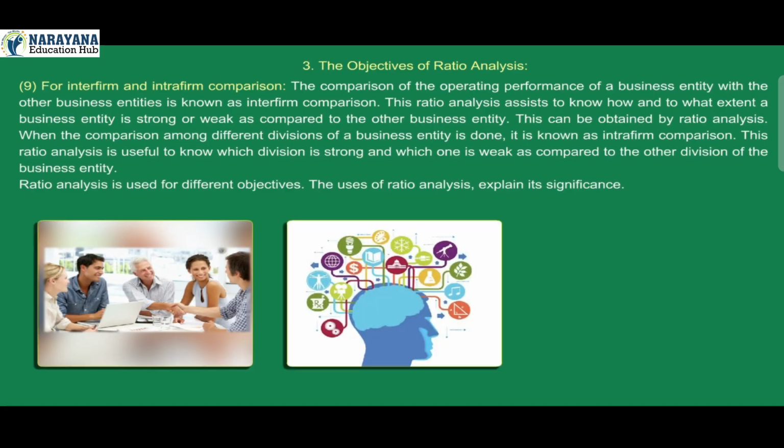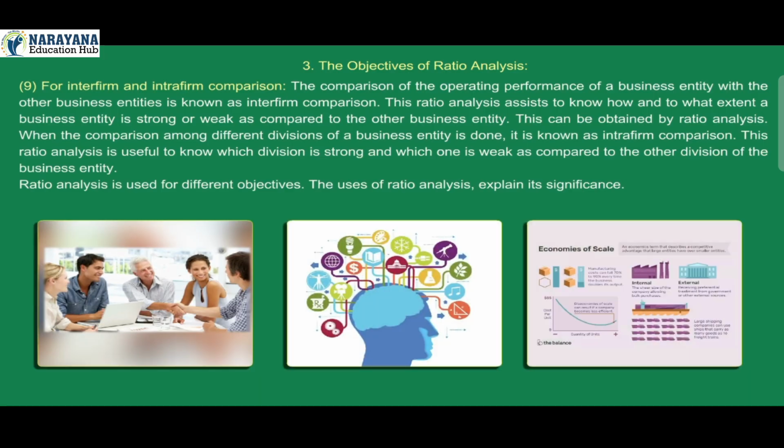9. For interfirm and intrafirm comparison. The comparison of the operating performance of a business entity with the other business entities is known as interfirm comparison. This ratio analysis assists to know how and to what extent a business entity is strong or weak as compared to other business entity. This can be obtained by ratio analysis.